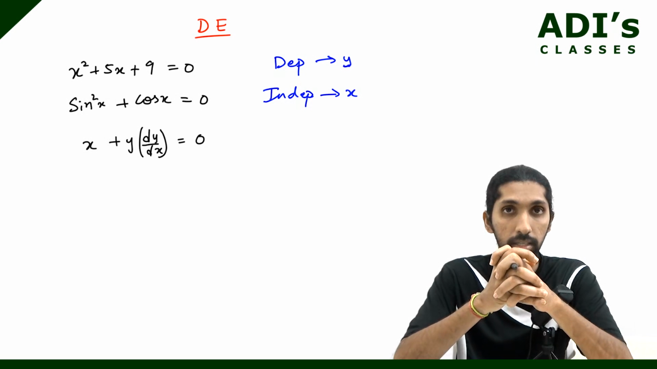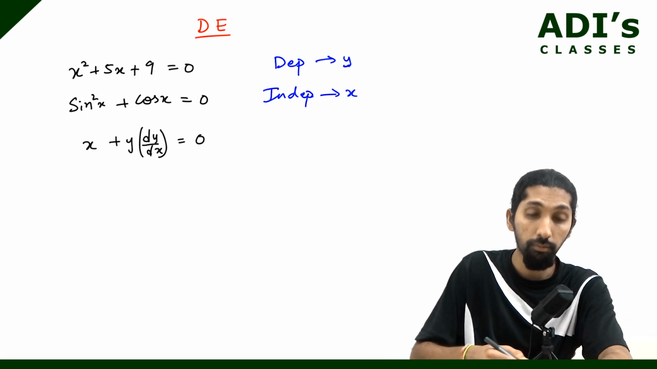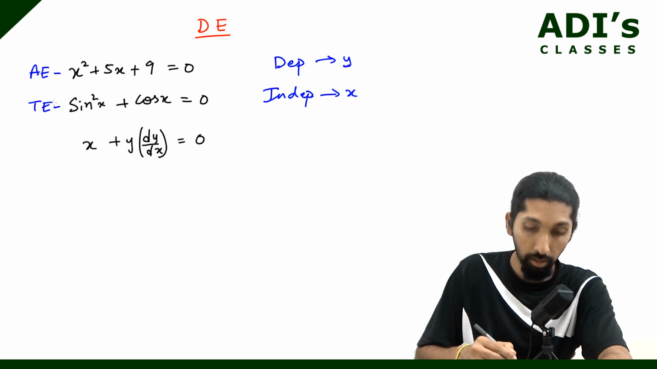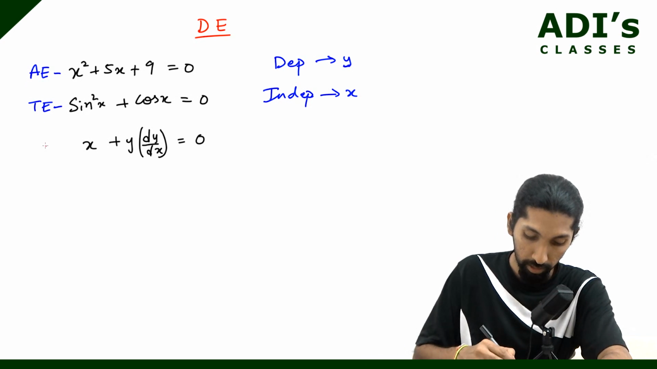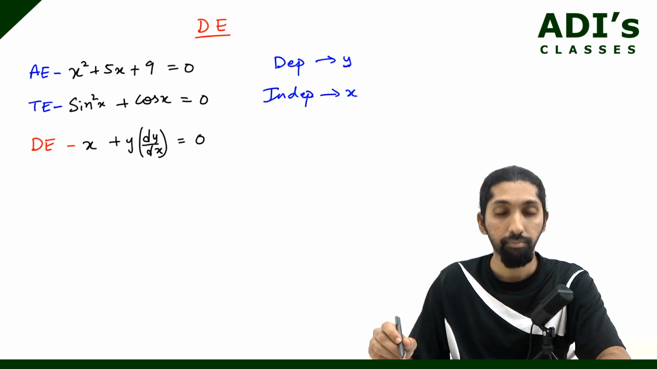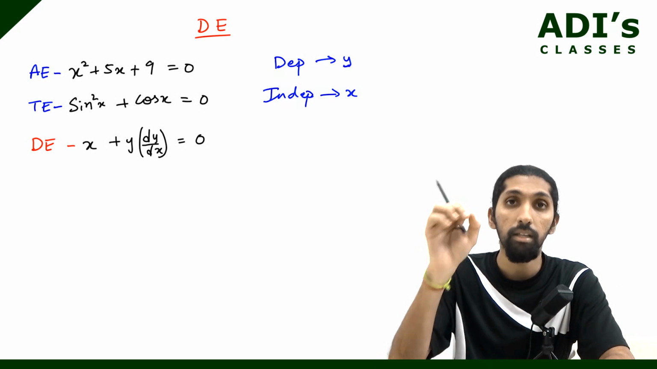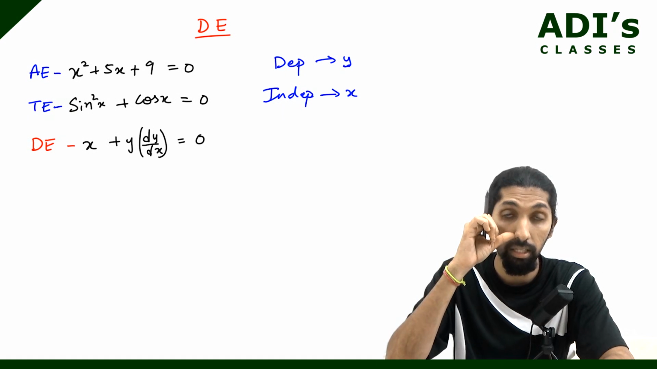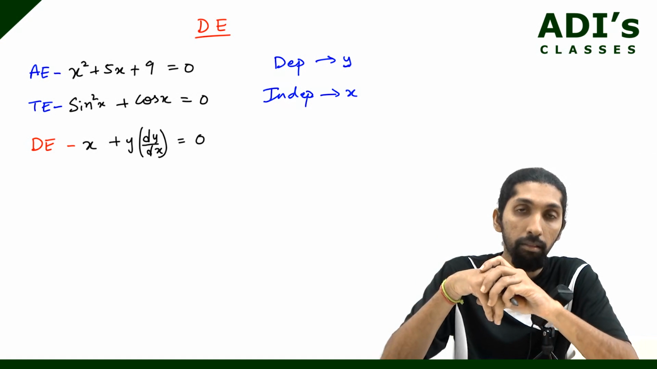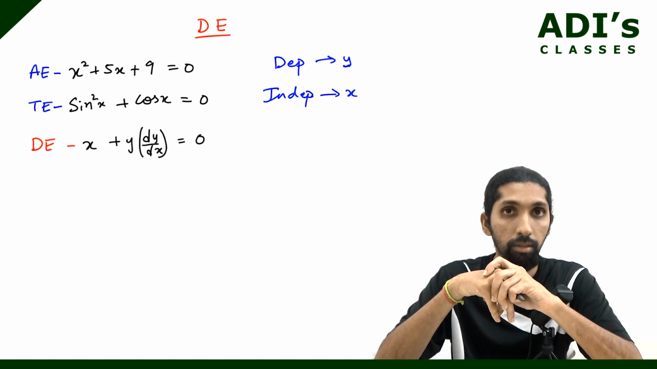In this particular case, if you look at the equations we have here, the first one is an algebraic equation, the second one is a trigonometric equation, and the third one is a differential equation. Now the independent variable and the derivative are not together. In the sense, it's not like x into dy by dx. They are separate, correct? These are the type of equations we call differential equations.